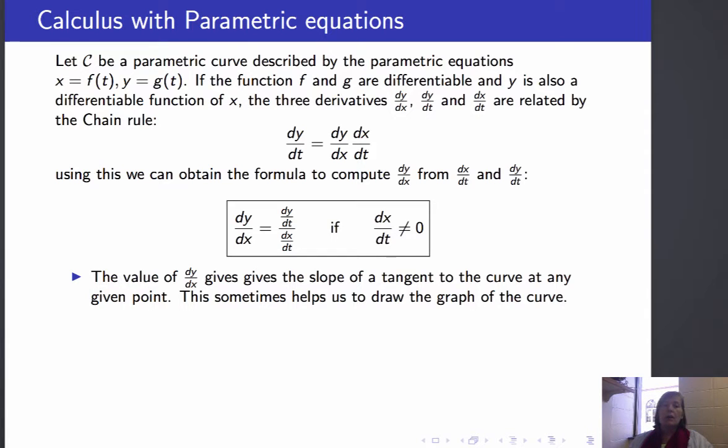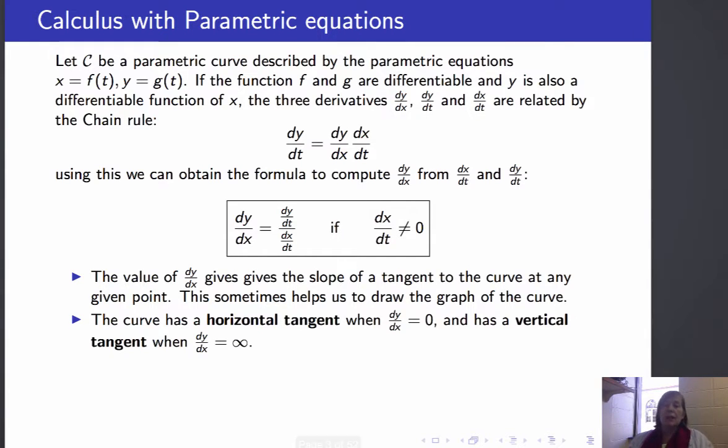the point. The value of dy/dx gives us the slope of a tangent to the curve at some given point on the parametric curve C. So this helps us draw the graph of the curve and get some idea of how it's changing. The curve's going to have a horizontal tangent when dy/dx equals 0 and a vertical tangent on the xy plane when dy/dx equals infinity.